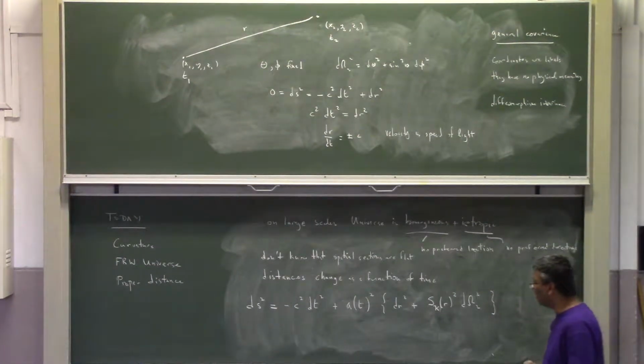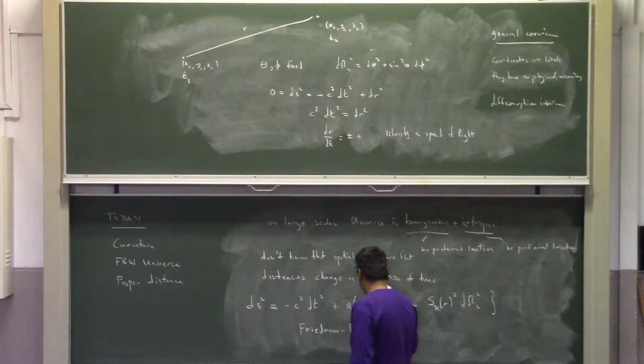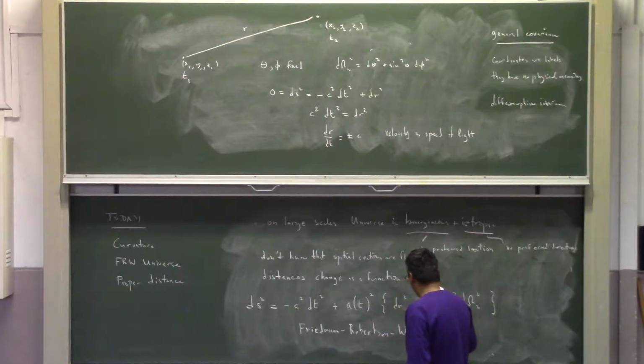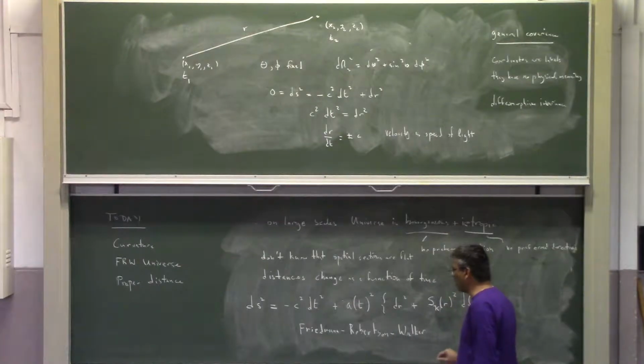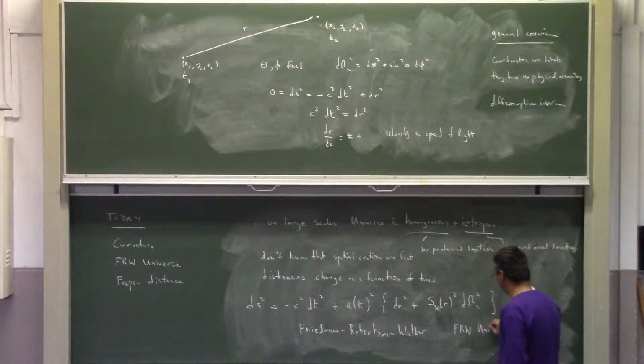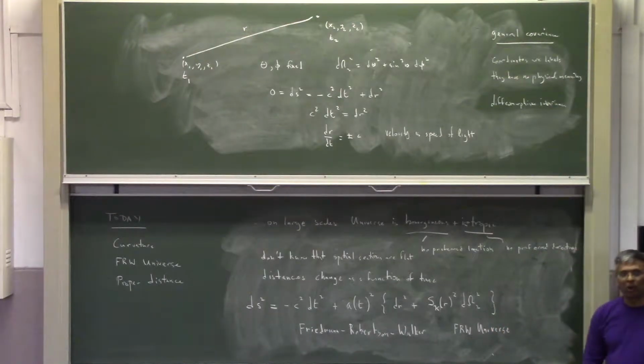So this metric, this guess, was made by Friedmann, Robertson, and Walker back in the 1920s. This is called the FRW universe. It turns out this FRW universe is a very good approximation to our universe. So we're very happy with this guess. And we'll be exploring the features of this metric as we proceed.